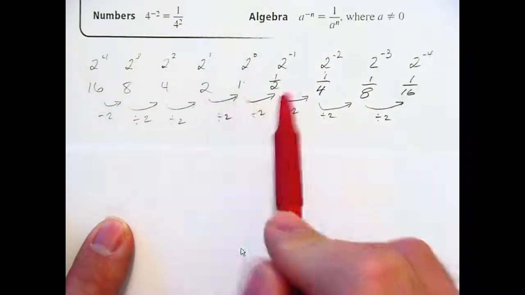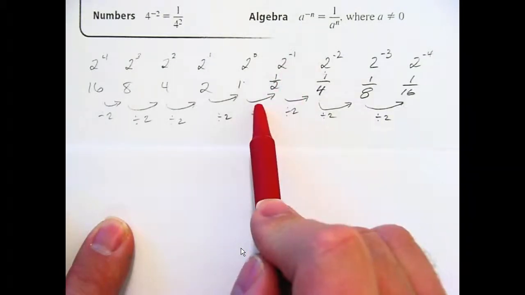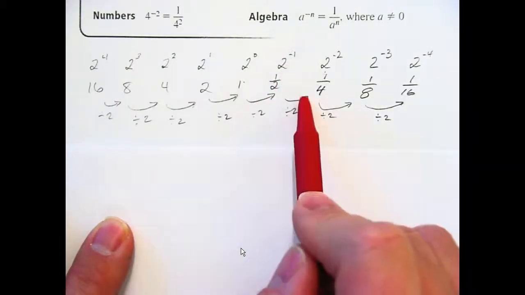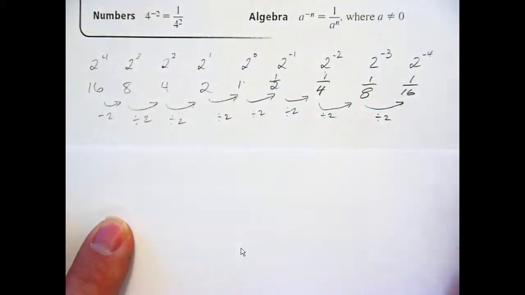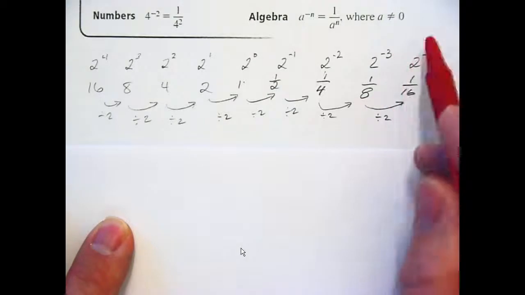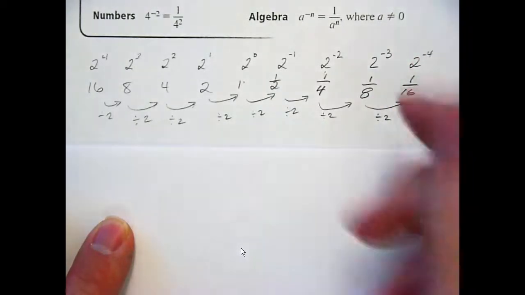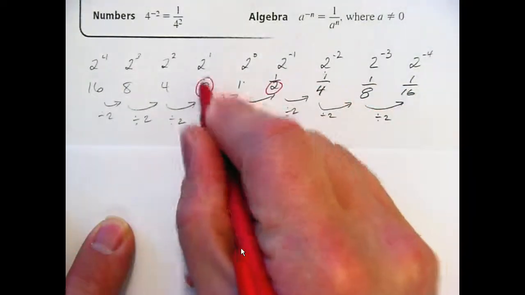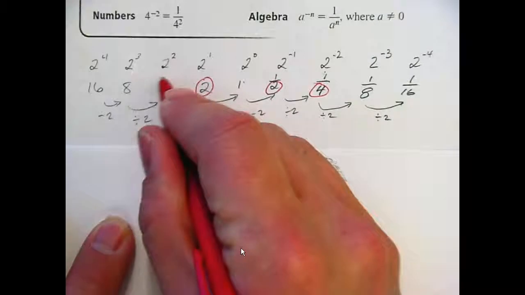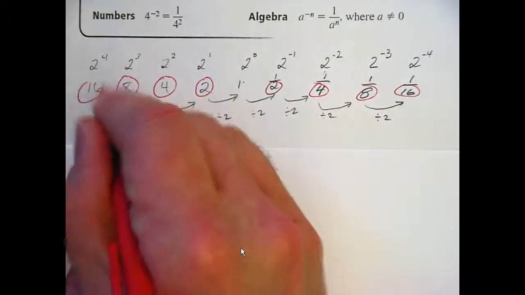And then when you go from there, you divide by 2 again, that's 2 to the negative first, which is 1/2. And divide by 2 again, that's 2 to the negative second, which is 1/4. And then 2 to the negative third, which is 1/8. And 2 to the negative fourth, which is 1/16. And if you notice, you start counting by these numbers down here. That 2 and that 2. That 4 and that 4. That 8 and that 8. That 16 and that 16.